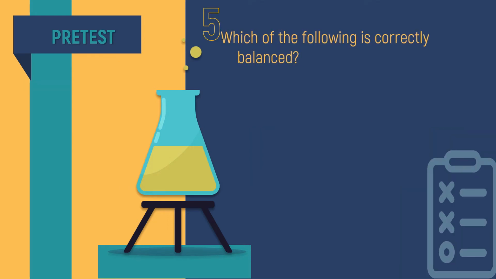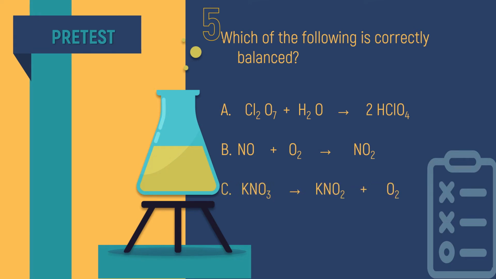Number 5. Which of the following is correctly balanced? A. Cl2O7 plus water producing 2 HClO4. B. NO plus O2 producing NO2. C. KNO3 decomposes producing KNO2 plus O2. D. Al plus HCl producing AlCl3 plus H2.